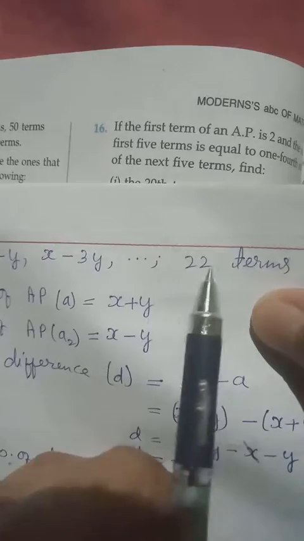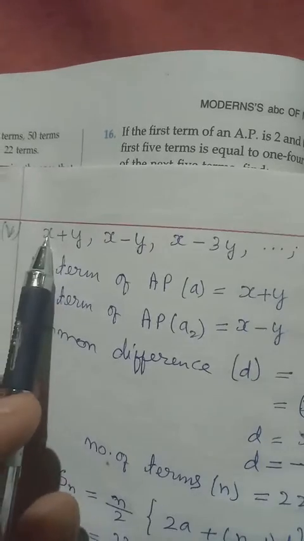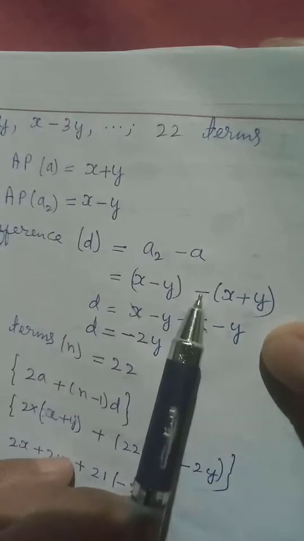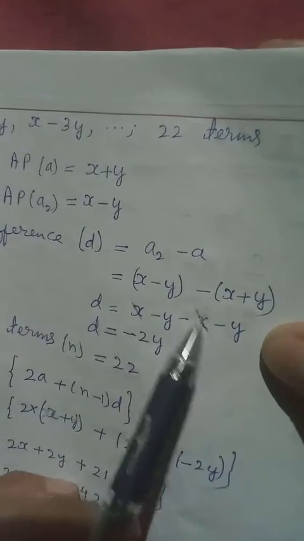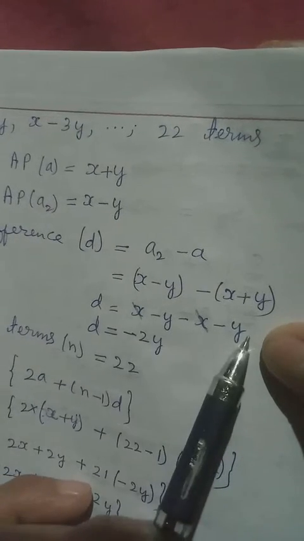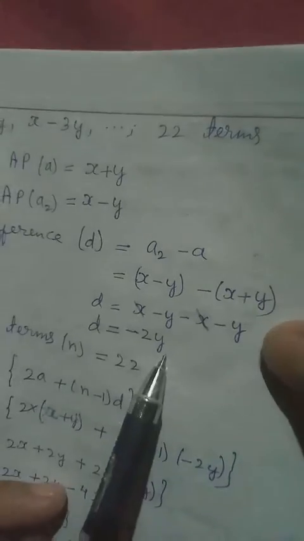Then number 5 also, we have n equals 22. Then the first term we take x plus y, second term x minus y. Let us find the common difference. Then here minus into inside. So 1x is minus, 1x is plus, we can cancel. Y both minus, we can add, but the sign remains the same. So this will be the common difference.